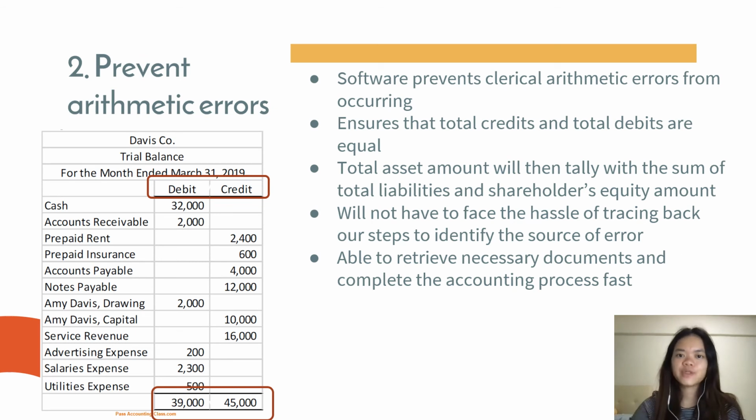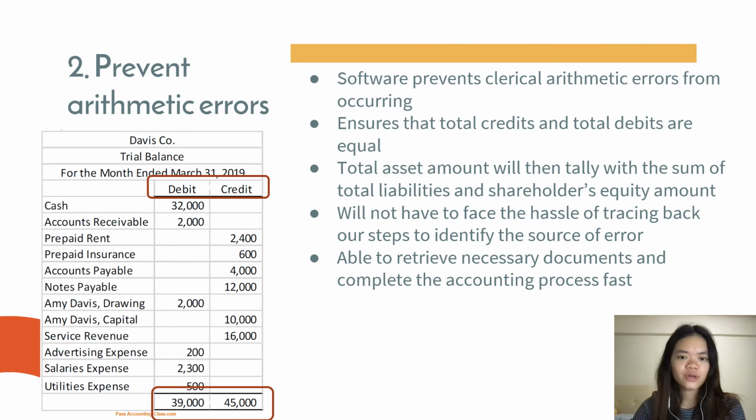Another area in which the software was useful in doing accounting would be the prevention of clerical arithmetic errors when calculating the debit and credit of the various accounts, which could result in the total asset amount not tallying with the total liabilities and shareholders' equity amount. When this error is made manually, we would have to trace back our steps and find out which account is the source of error, hence having to calculate from the beginning, which takes up a lot of time.